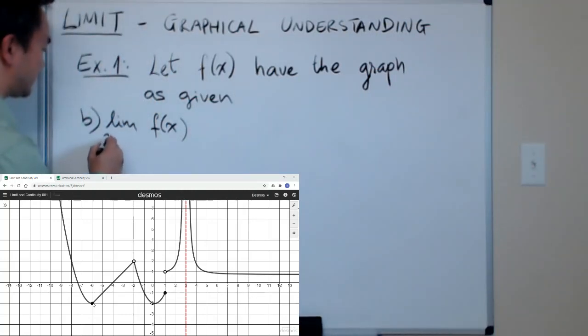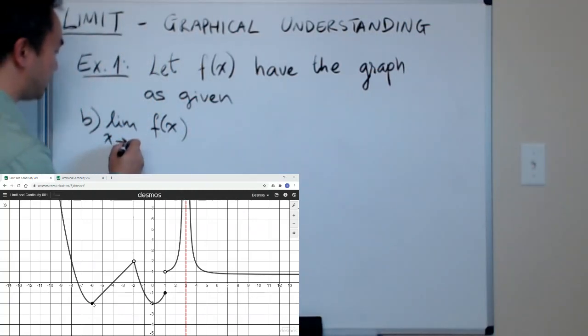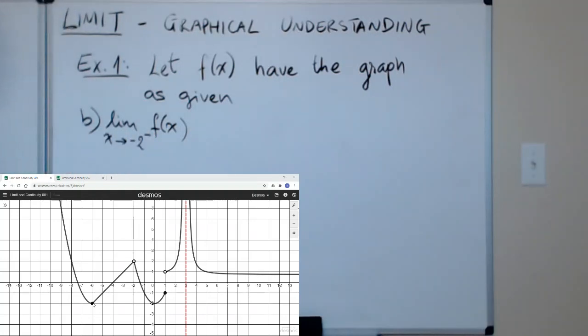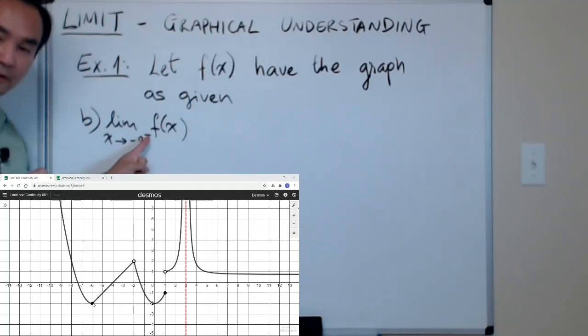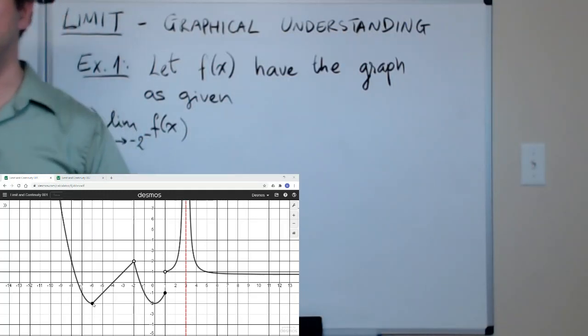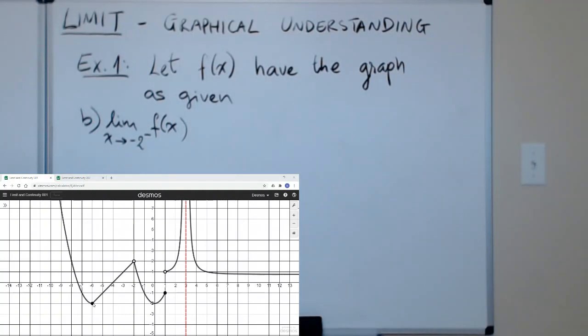I'm letting x get close to -2, but from the left-hand side. Once again, the problem is asking us to understand that -2 is our limit point, but we're getting close to -2 from the left-hand side. -2 on the x-axis is here. Getting close to -2 from the left-hand side means we're going this way.